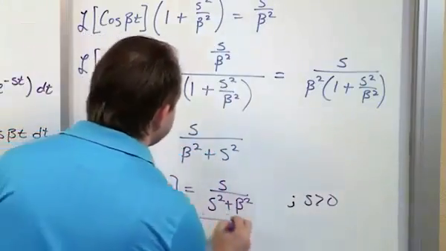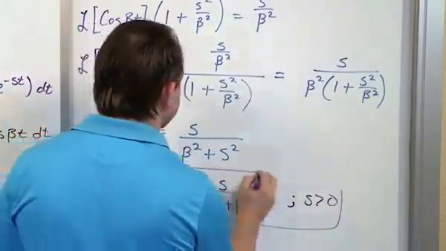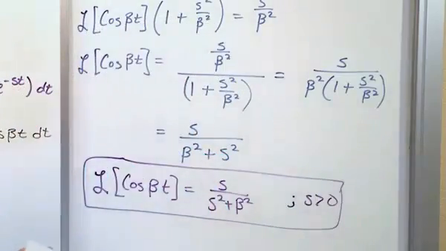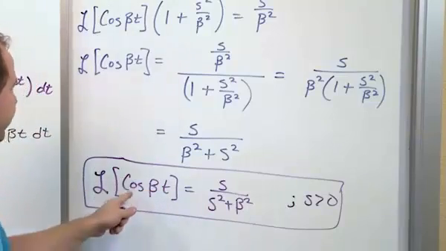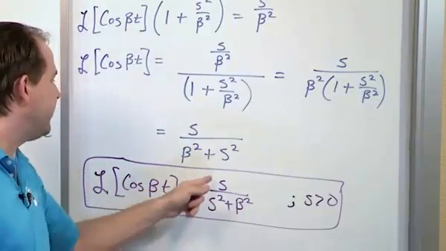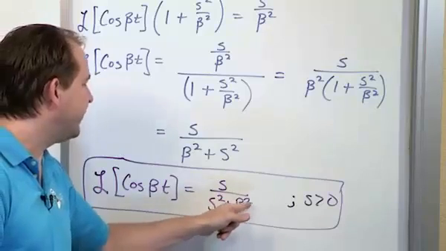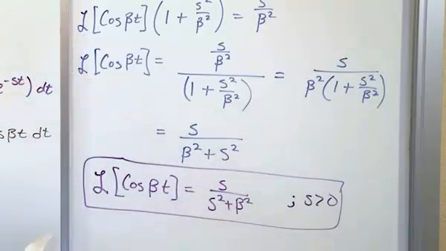This is the Laplace transform of the cosine function. Notice that it's a function of s only. Beta is just a number. So let's say it's cosine 3t. Well, then it'll be s over s squared plus 3 squared. So it would be 9 over there. So that's what we get there. That's how we declare the Laplace transform of the cosine function.